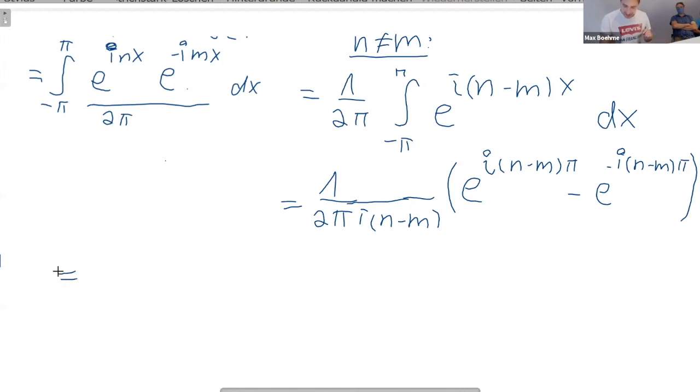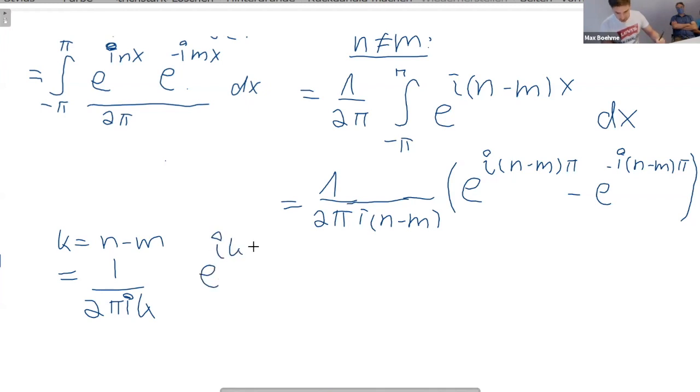Okay, great. So how do we evaluate this thing? First of all, we know that n minus m evaluates to some whole number. Let's just call it k. Again, we have something like 1/2 pi i k, k pi. Oh, somebody's having objection in the chat.